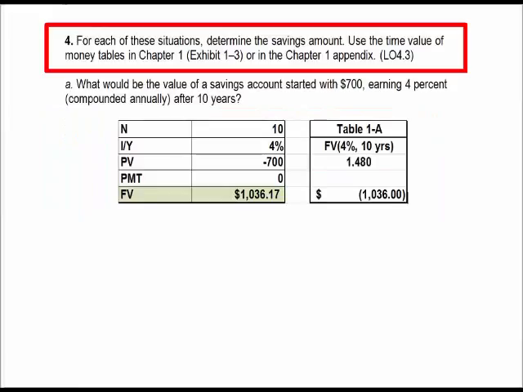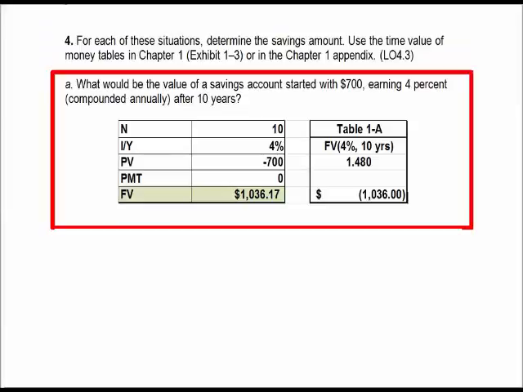For each of these situations, determine the savings amount. Use time-valued money tables. I'm going to show you both the calculator solution and the table solution. What would be the value of a savings account started with $700, earning 4% compounded annually after 10 years?